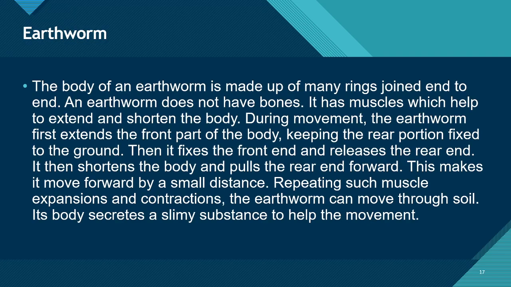During movement, the earthworm first extends the front part of the body, keeping the rear portion fixed to the ground. Then it fixes the front end and releases the rear end. It then shortens the body and pulls the rear end forward. This makes it move forward by a small distance. Repeating such muscle expansion and contraction, the earthworm can move through soil. Its body secretes a slimy substance to help the movement.